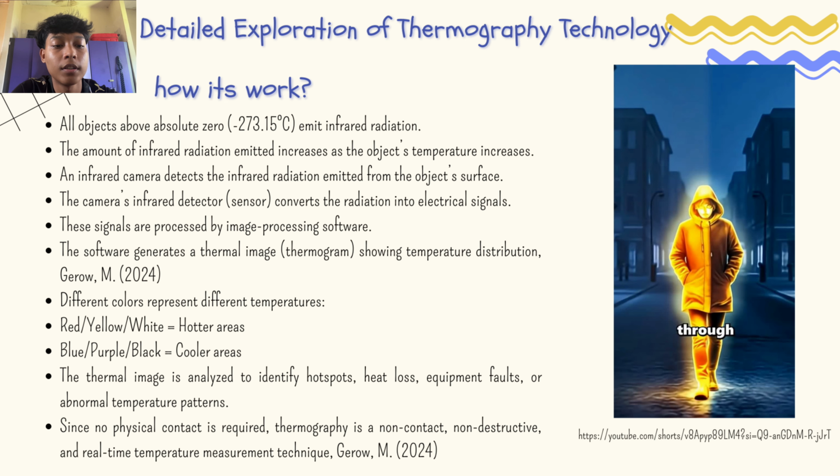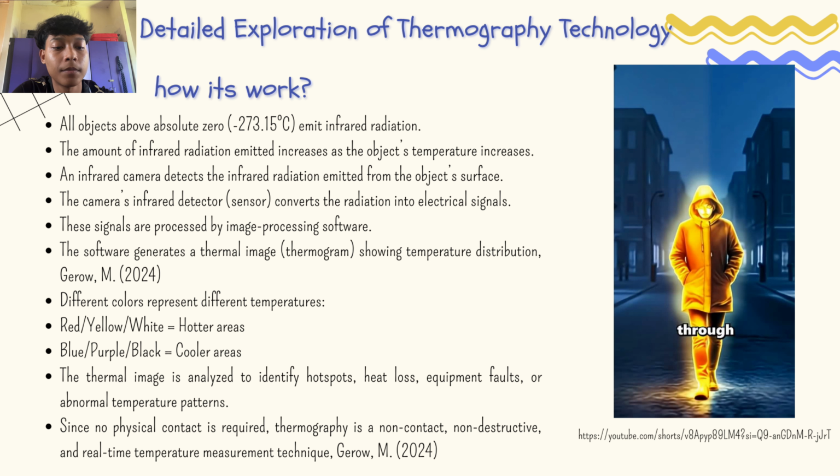The camera's infrared detector then converts the radiation into an electrical signal. Then, the signals are processed by image processing software to create the thermal image, also known as a thermogram, which shows the temperature distribution across the object.